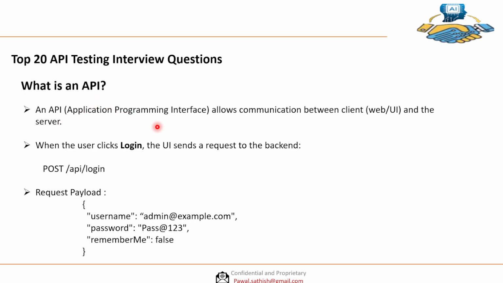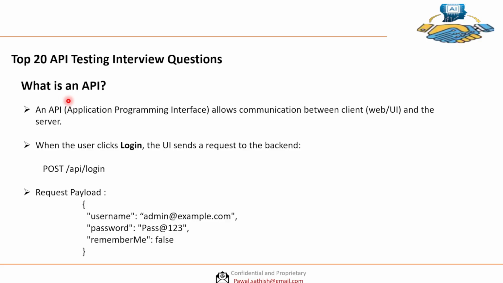An API is the application programming interface. It allows communication between the two software systems, which we can say are the client and the server or the backend. If we consider the login screen, when the user clicks the login button, we send the request to the backend. That request is a POST method, API slash login. In the request payload we need to provide the valid username and valid password. By default, the remember me checkbox is false. We send this payload to the server, and then we get a response.